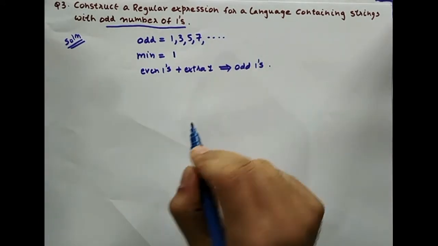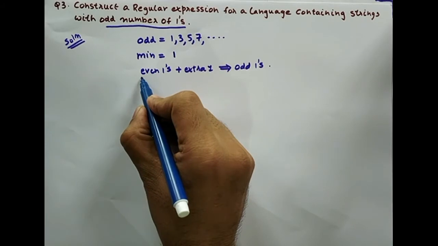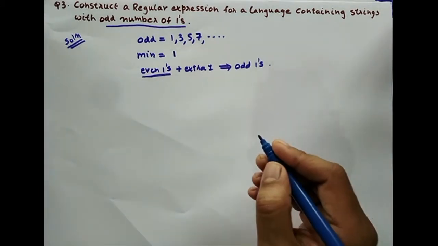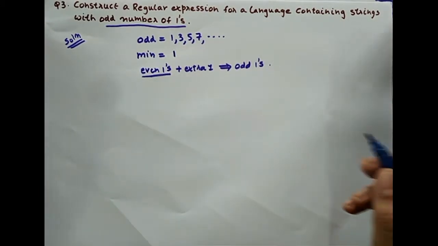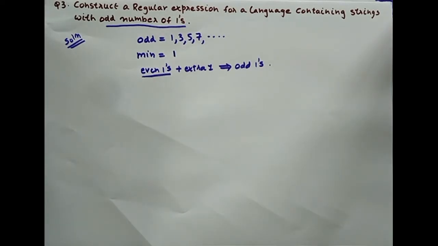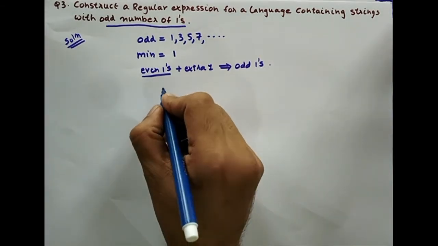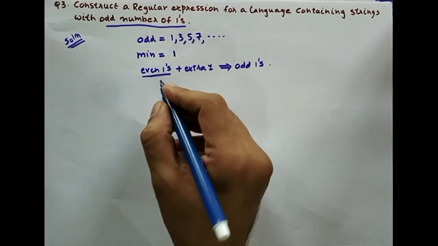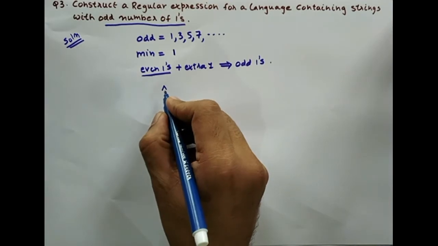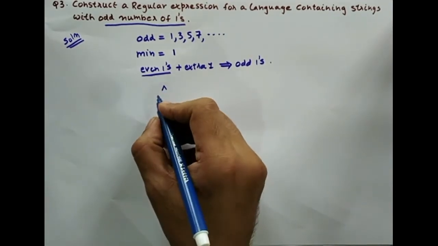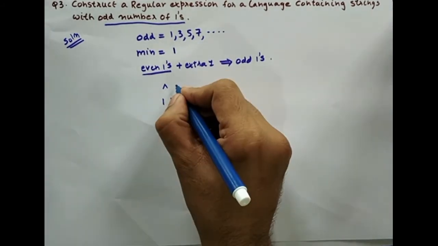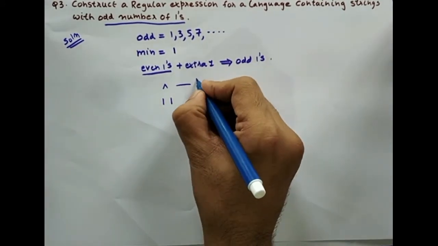Now let's find out first the regular expression for an even number of ones. The even numbers start with 0, then 2, 4, 6, 8 and so on. What is the minimum possible string for an even number of ones? The minimum possible string will be null. Agreed? Then what's the next minimum possible string for an even number of ones? You will have exactly 2 ones. Agreed now? So this is a string of length 0.